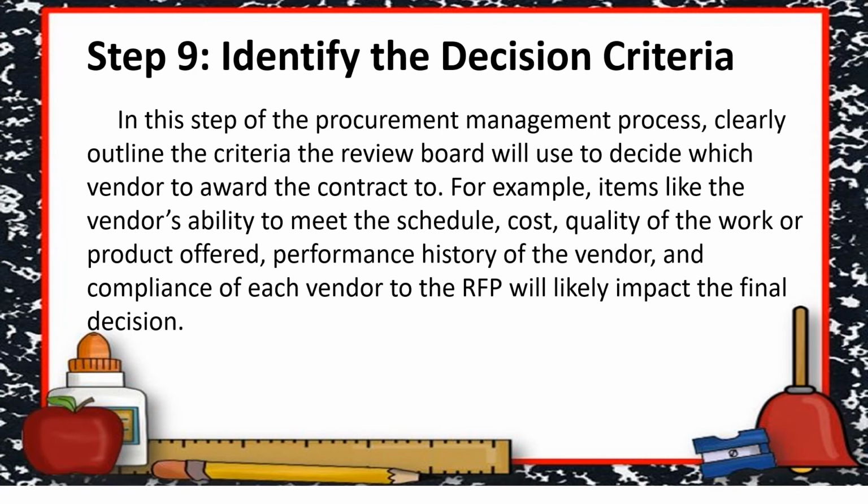Step 9. Identify the decision criteria. In this step of the procurement management process, clearly outline the criteria the review board will use to decide which vendor to award the contract to. For example, items like the vendor's ability to meet the schedule, cost, quality of the work or product offered, performance history of the vendor, and compliance of each vendor to requests for proposal will likely impact the final decision.